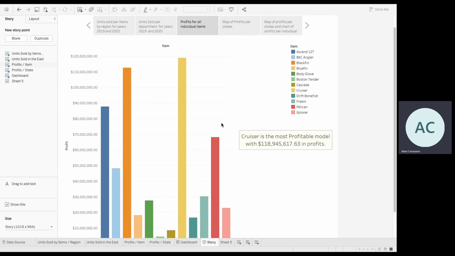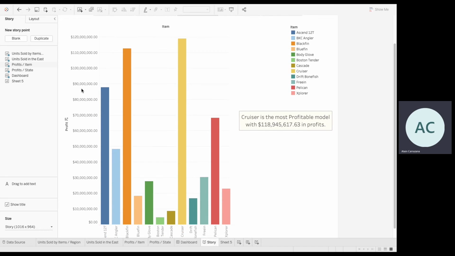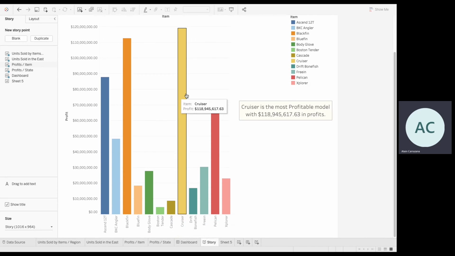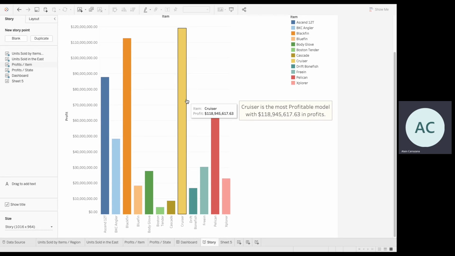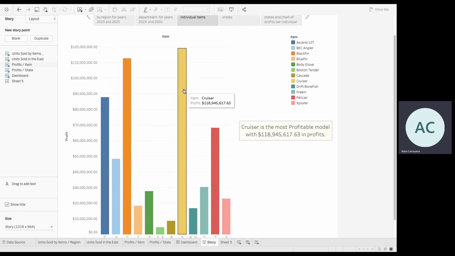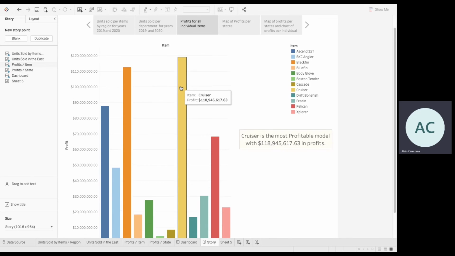So for the next, we have again this simple graph showing the items and their profits. I wanted to see which one was the most profitable, and we can clearly see that here Cruiser netted about 118 million dollars in profits, and this was for the entire country.